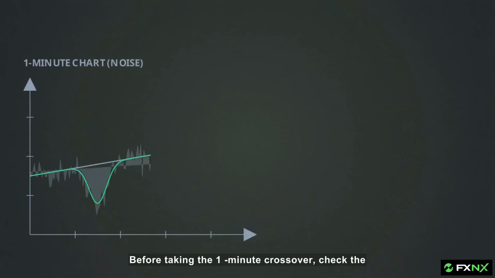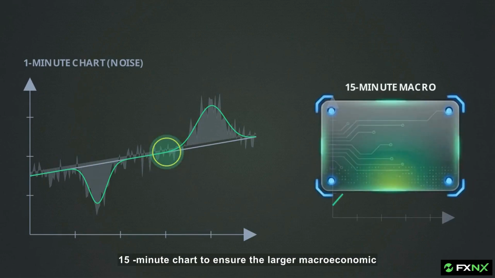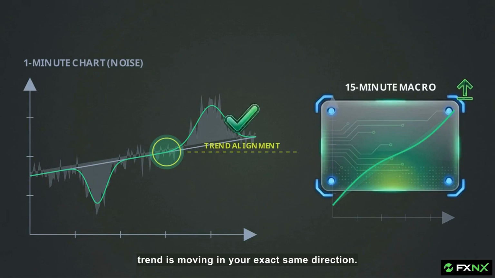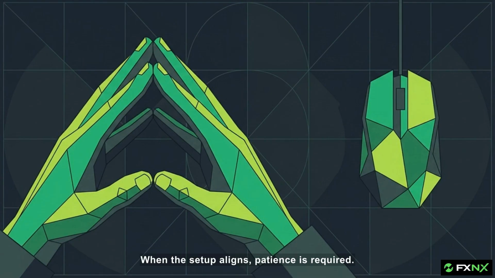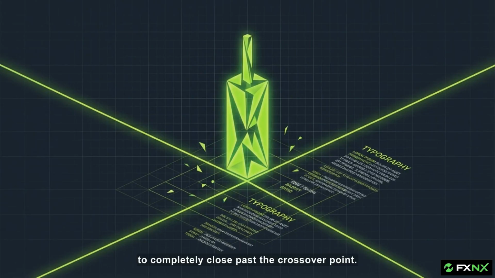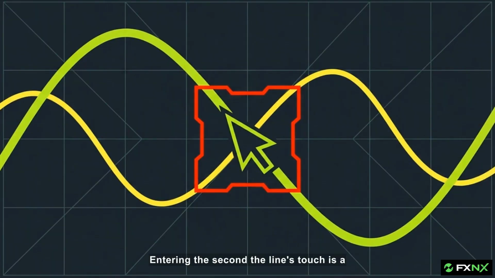Before taking the 1-minute crossover, check the 15-minute chart to ensure the larger macroeconomic trend is moving in your exact same direction. When the setup aligns, patience is required. You must wait for the 1-minute candle to completely close past the crossover point. Entering the second the lines touch is a common trap.